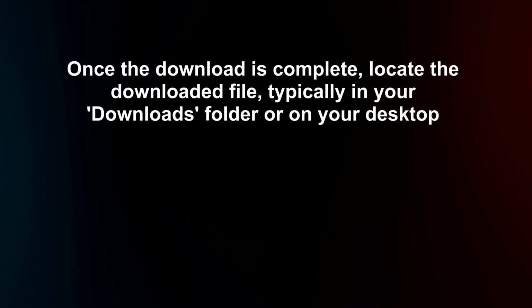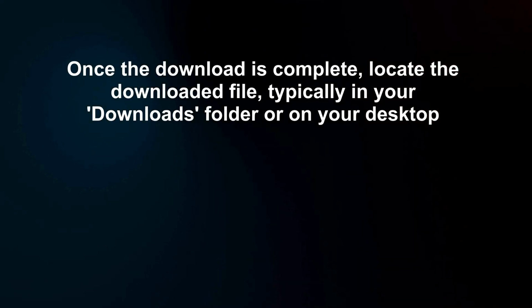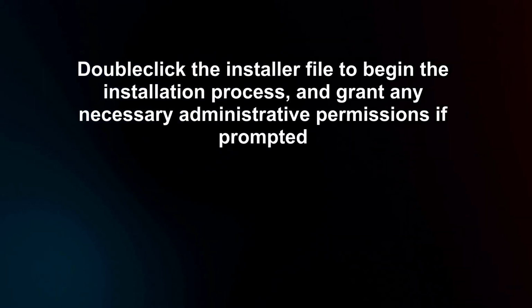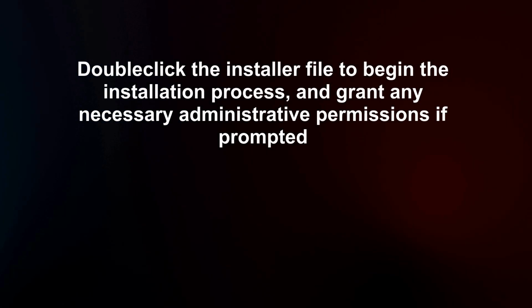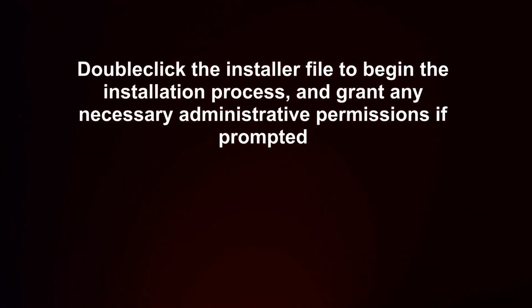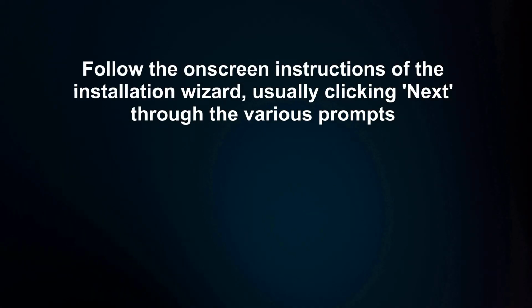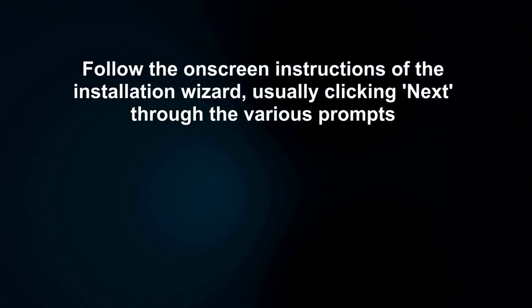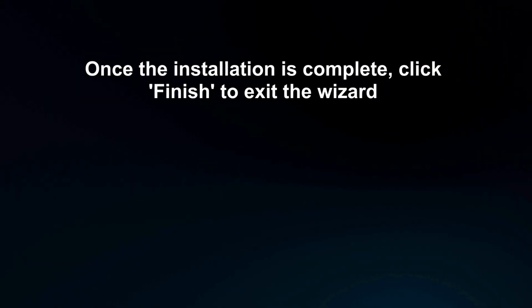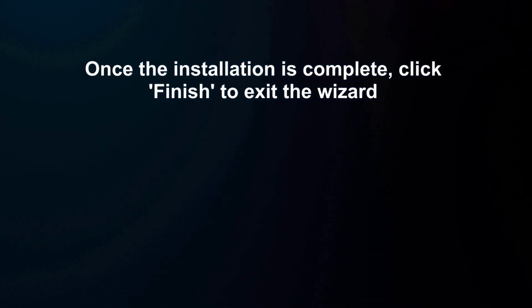Once the download is complete, locate the downloaded file, typically in your Downloads folder or on your desktop. Double-click the installer file to begin the installation process, and grant any necessary administrative permissions if prompted. Follow the on-screen instructions of the installation wizard, usually clicking next through the various prompts. Once the installation is complete, click Finish to exit the wizard.